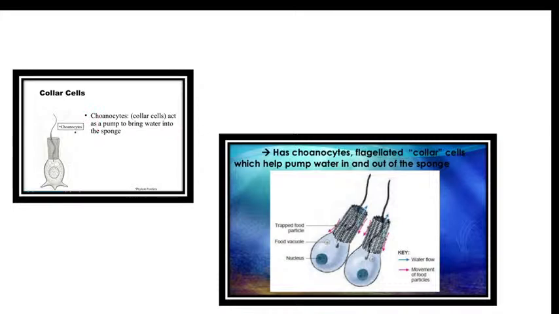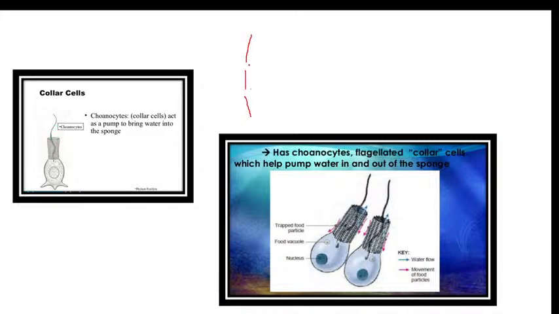Choanocytes are those cells which are found at the choanoderm. The peculiarity of the choanocytes is that they are also called collar cells, and they act as a pump to bring water into the sponge. What is the peculiarity of choanocytes? It is a flask shaped cell, and they have a single flagellum, and the main role is to pump or bring water into the sponge.